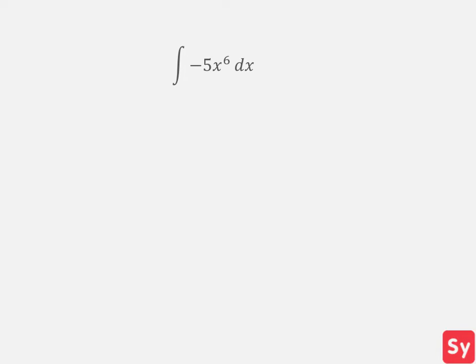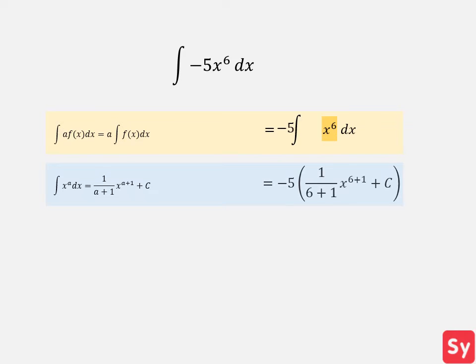Let's see an example. We have the integral of -5 times x to the 6th with respect to x. First, we'll use the constant multiplication rule. We pull out -5 from the integral. Now we'll focus on the integral. We see there's a power function, so we'll use the power rule. Don't forget to multiply the function by -5. This simplifies to -5 times the sum of 1/7 x to the 7th plus c.